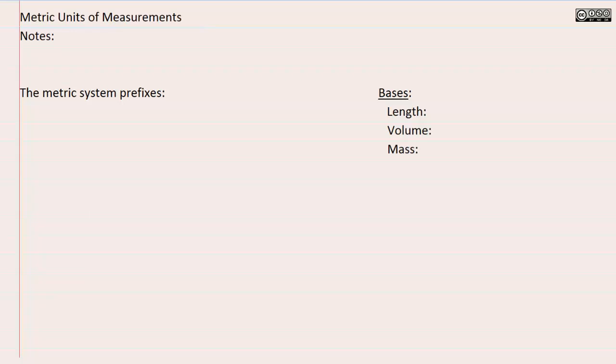Today we will learn about the metric units of measurement. The metric system is a base 10 system. A base 10 system is a system that is based on tens.